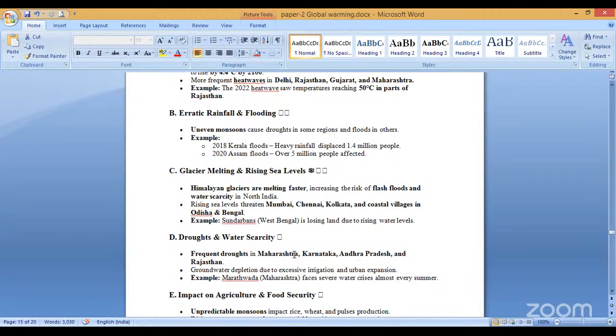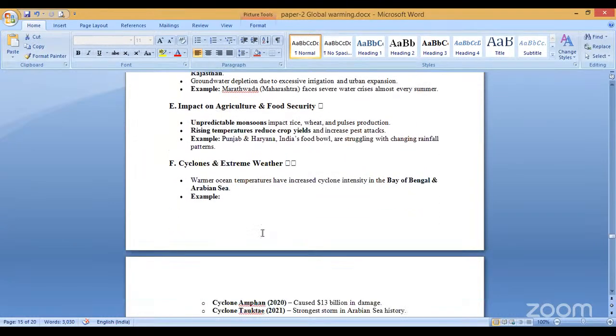The next one is droughts and water scarcity. Frequent droughts occur in Maharashtra, Karnataka, Andhra Pradesh, and Rajasthan, with groundwater depletion due to excessive irrigation and urban expansion. For example, Marathwada, Maharashtra faces a severe water crisis almost every summer. Impact on agriculture and food security.